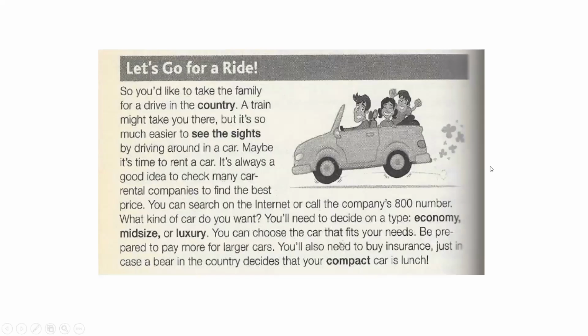Okay, now the next dialogue, let's go for a ride. Everybody looks happy here, right? All right. So you'd like to take the family for a drive in the country. A train might take you there, but it's so much easier to see the sights. Again, same thing. Tell me the definition. What does it mean, see the sights? By driving around in a car. Maybe it's time to rent a car.